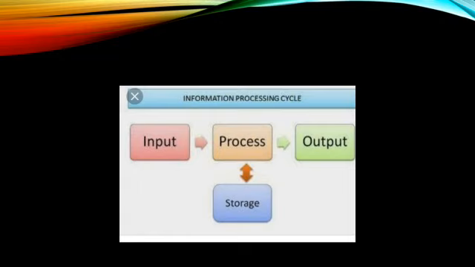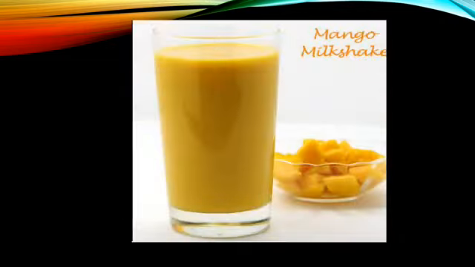See, summers are approaching and we all love to have mango shake during this season, isn't it? Okay, let's learn how to make it. First of all, we are going to take mangoes, milk, sugar, and ice. Now we will pour them in a blender and blend it. Yes, your yummy mango shake is ready. Let's pour it into a glass and it's ready to serve.